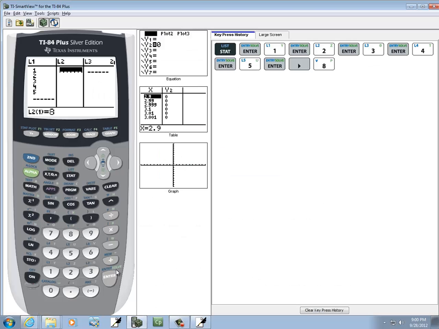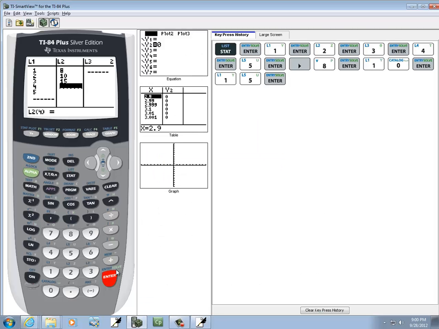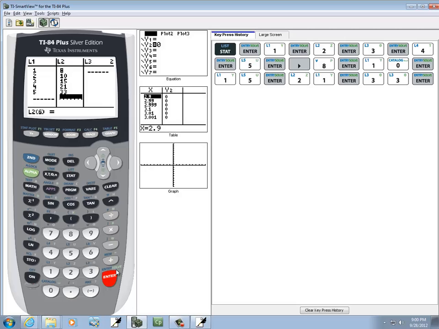So we got 8, 10, 15, and then 21, and 33. Let me double check my numbers. 8, 10, 15, 21, 33. Okay. Now we'll exit out, so do a second mode.